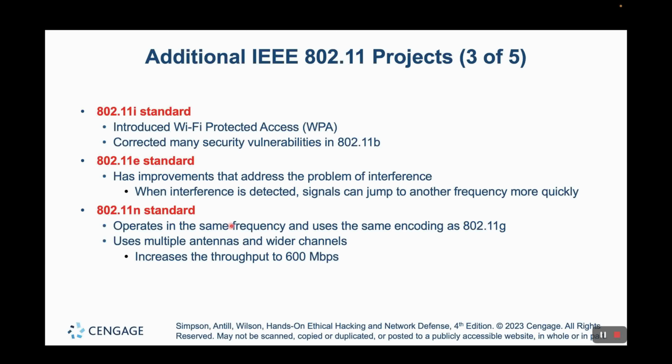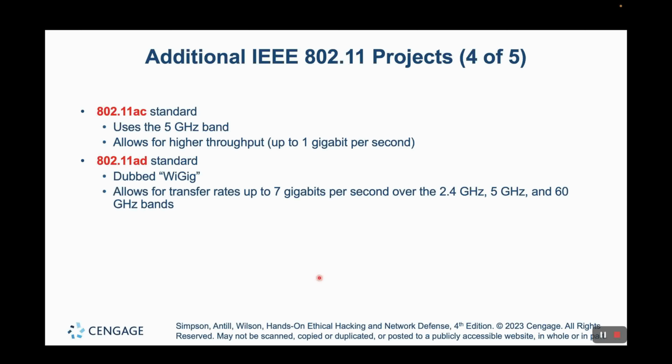The N standard operates in the same frequency and uses the same encoding as the G, and uses multiple antennas and a wider channel. I'm sure you have seen this in the previous access points. We see multiple antennas out there, and the speed went up to 600 megabits per second. You still see it in older types of access point routers. Now, the AC standard uses 5 gigahertz, and the speed goes up to 1 gigabit per second. The AD standard allows for transfer rates up to 7 gigabits per second over 2.4, 5, and 60 gigahertz bands.